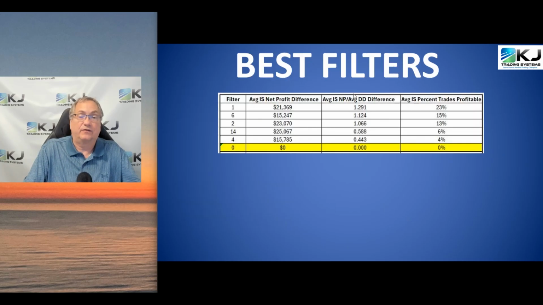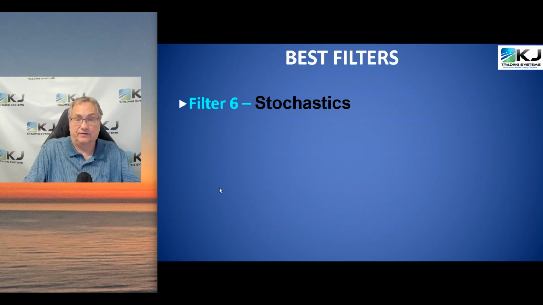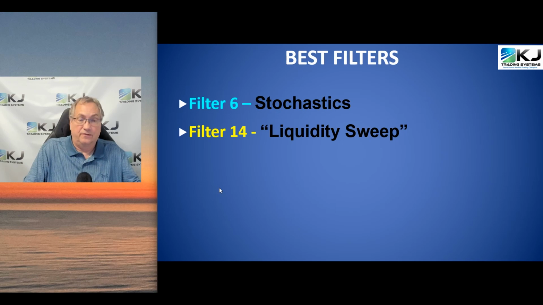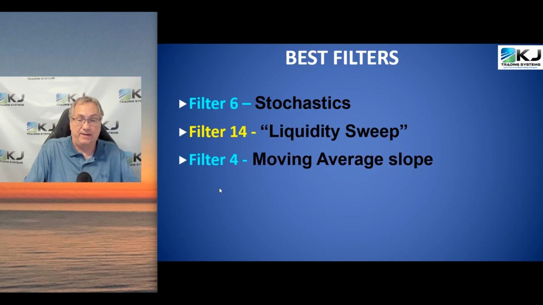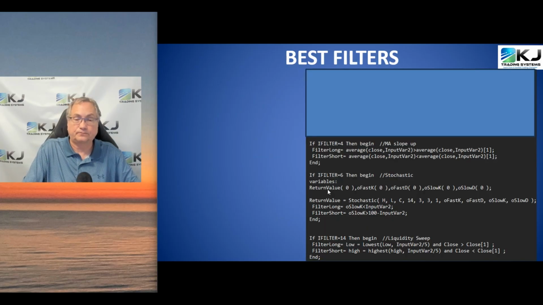Top 5 sorted by net profit to average drawdown: 1, 6, 2, 14, and 4. And they're much better than not having a filter. So what were those? Filter 6 is stochastics. Filter 14, liquidity sweep. Filter 4, moving average slope. Filters 1 and 2, which were in the top 5, I talk about in another video. So let's look at the code for 3 of the top 5 best ones.